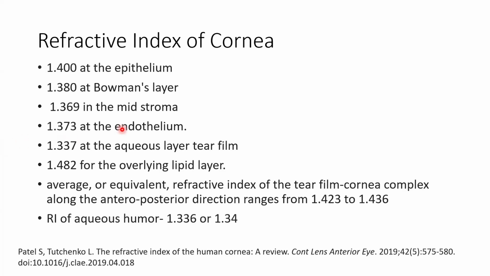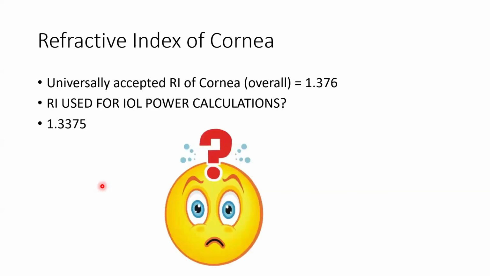So what is the refractive index of the cornea? According to the layers of the cornea, it varies from 1.4 at the epithelium, 1.38 at the Bowman's, 1.369 in the midstroma, 1.37 at the endothelium, 1.337 in the tear film aqueous layer, and 1.48 over the lipid layer. Overall, the tear film cornea complex has a refractive index of somewhere around 1.42 to 1.43, and the refractive index of aqueous humor is around 1.336 or 1.34.